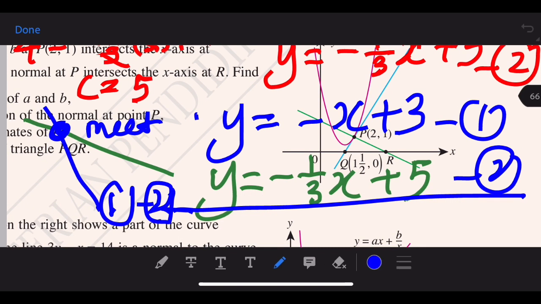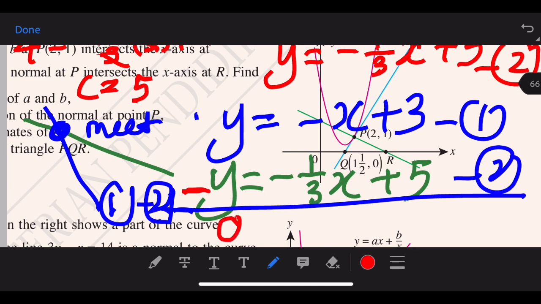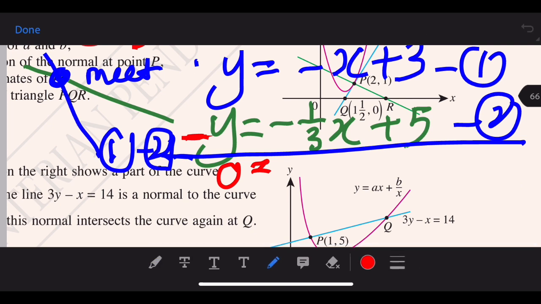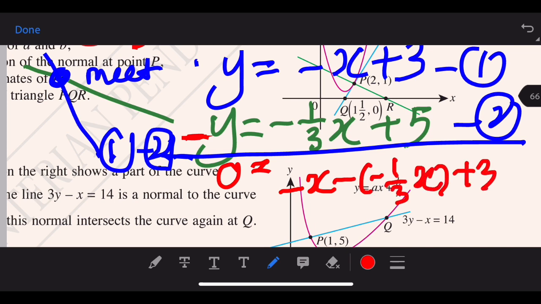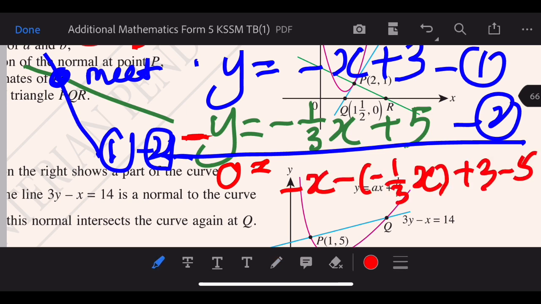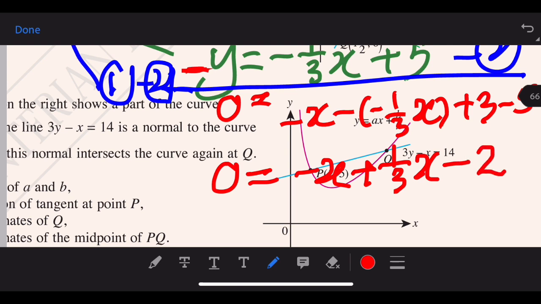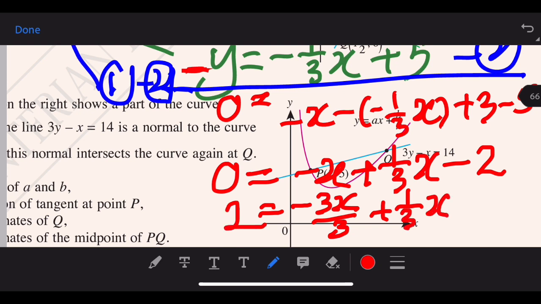So you subtract, and make sure you do it carefully. When you use elimination, you need to be careful. y minus y is 0. Here is negative x, I better write it down. It's negative x minus negative 1 over 3 x plus 3 minus 5. Be careful. If you think you cannot, you can use substitution. So finally, you get negative 3x over 3 plus 1 over 3 x. The 2 I bring to the other side.